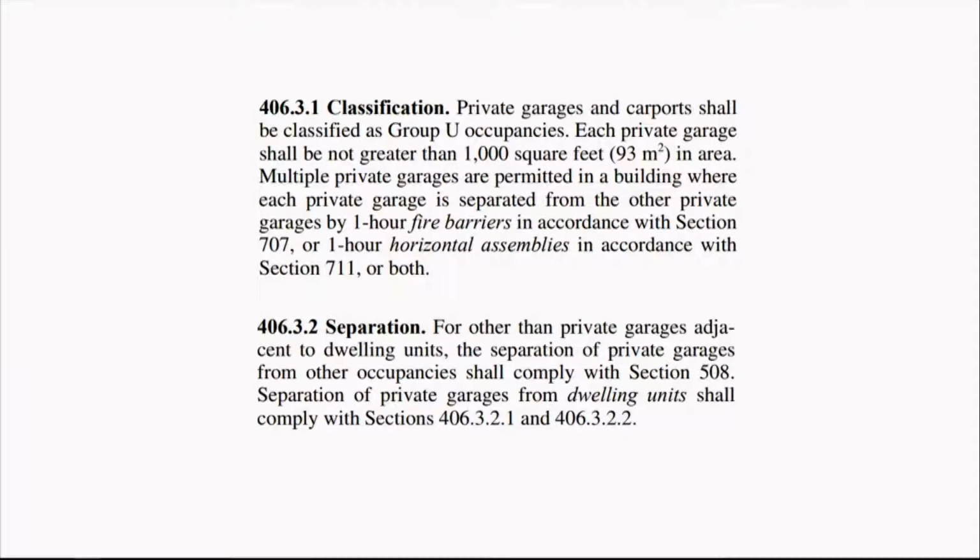The classifications of 406.3, this has been read before. Private garages and carports shall be classified as Group U occupancies. Each private garage shall be not greater than 1,000 square feet in area. Multiple private garages are permitted in a building where each private garage is separated from the other private garages by 1 hour fire barriers in accordance with section 707, or 1 hour horizontal assemblies in accordance with section 711, or both. The next section, entitled Separation, provides additional information on those separation requirements.